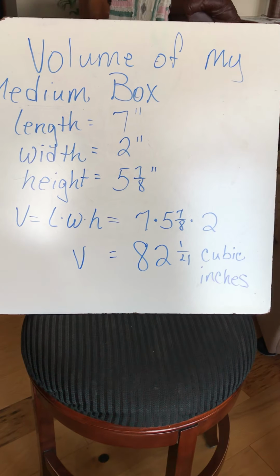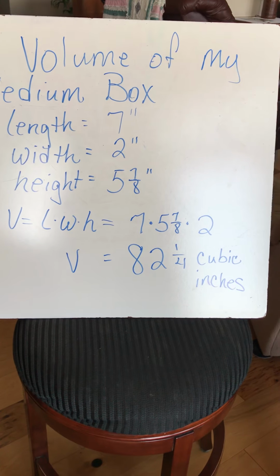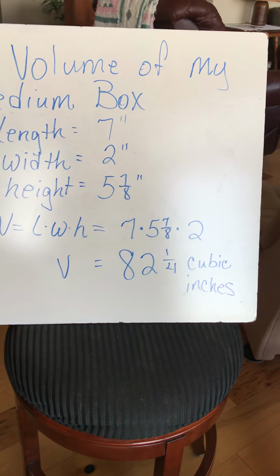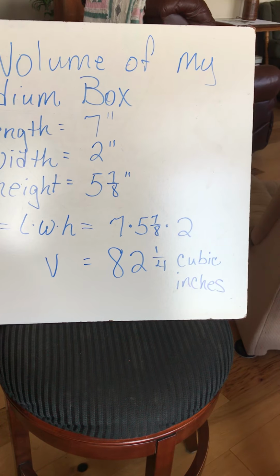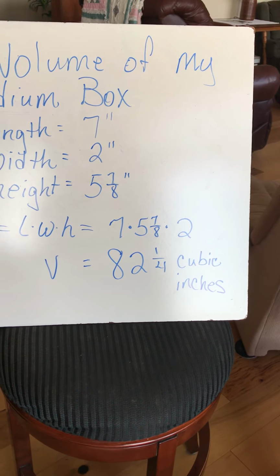The reason it's cubic inches is because the length was in inches, the width was in inches, and the height was in inches. So I took inches times inches times inches, which gives me a unit of cubic inches.